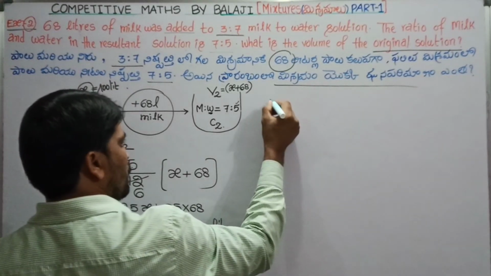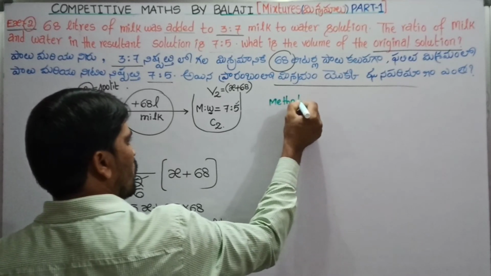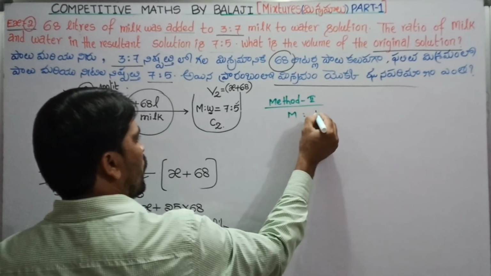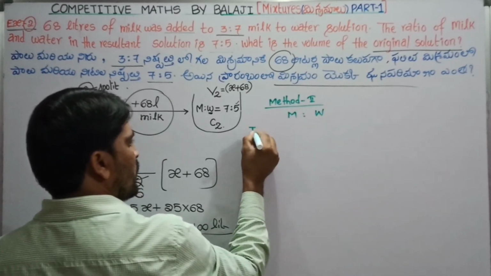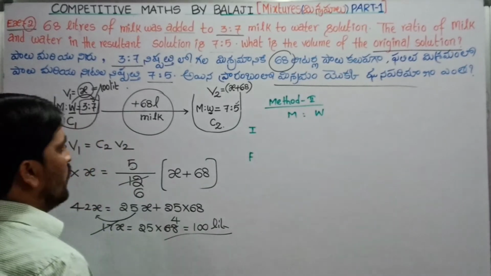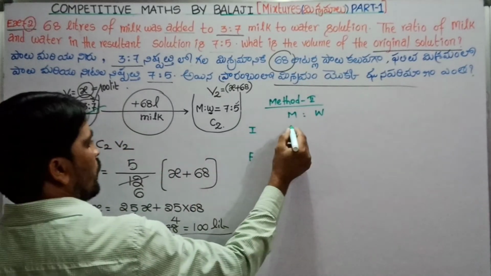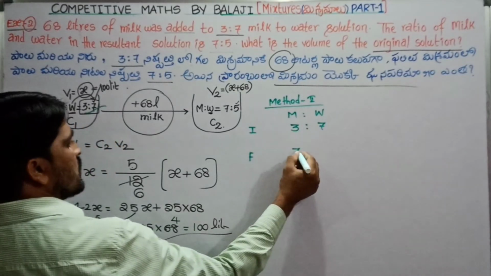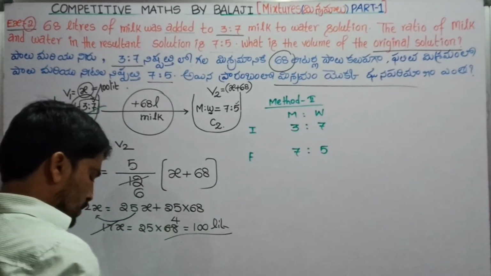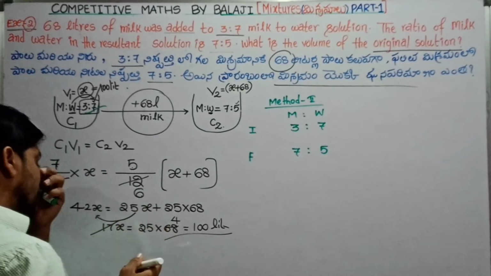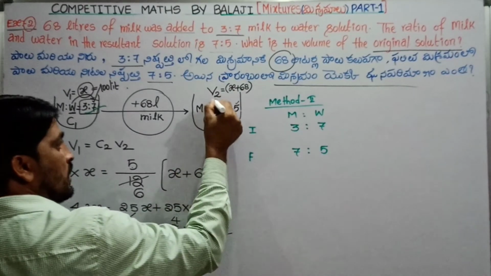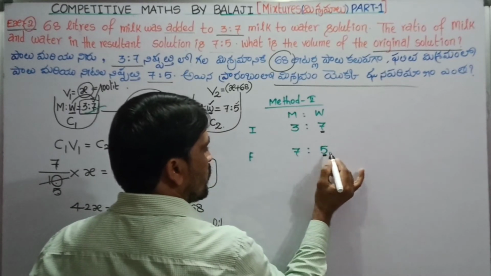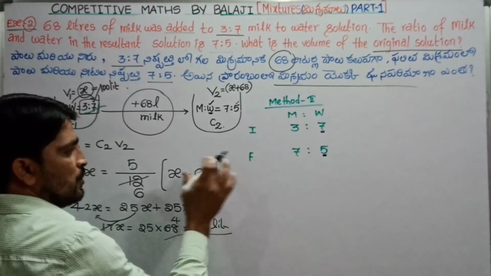That is our ratio method. Method 2. Milk to water ratio, in the initial quantity and final quantity. In the initial mixture, the ratio of milk to water is 3:7. In the final, it is 7:5. But we always work on the parameter which is not affected. Here, water is not affected. So we have to equate the terms of water in both the ratios.